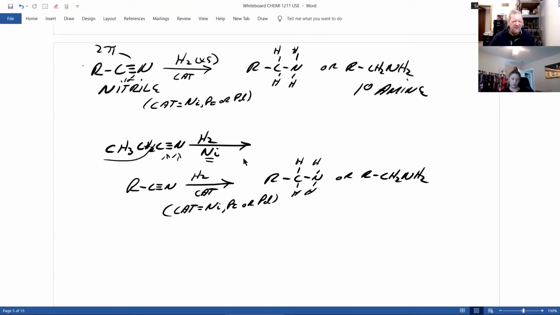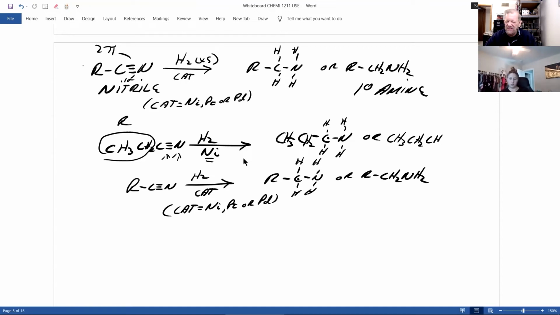So what's our R group? 2 carbons. And it's bonded to this carbon, which is bonded to nitrogen. Each one gets 2 hydrogens. I know there are 4, yes, 4. Let me fix my finger. 4 bonds to carbon, so I can put in the rest of my hydrogens, and you could have also written it like this. Either way, it's N-propylamine.